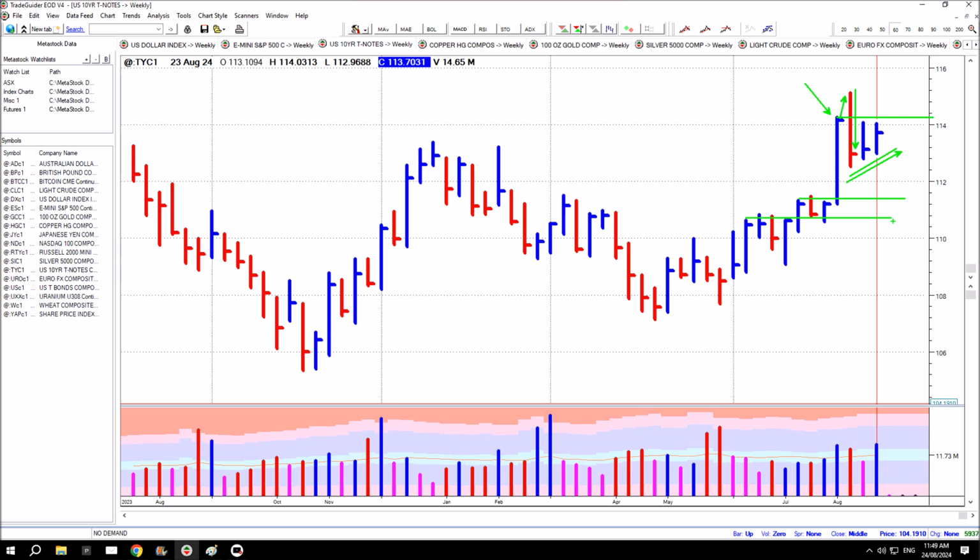Volume was a little higher than you might consider ideal this week, but the market did close in the top half of the bar, so it's making a pretty decent attempt to absorb that supply.